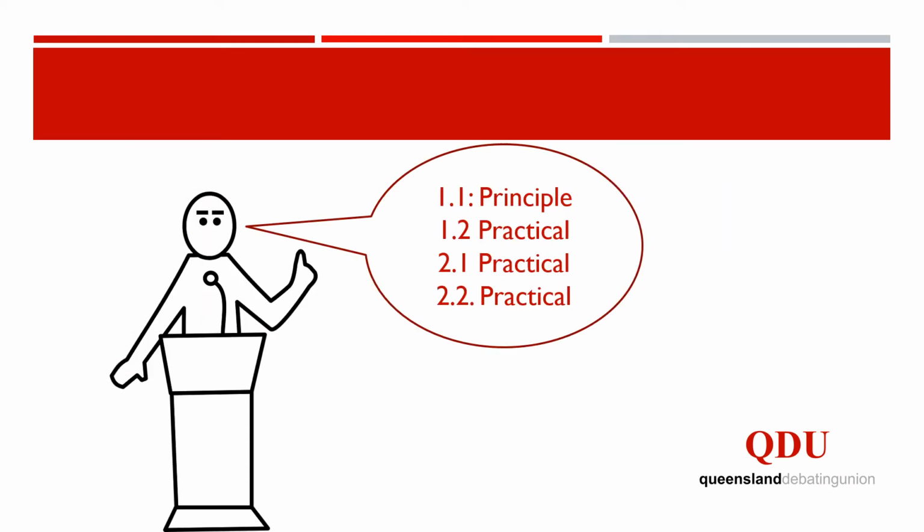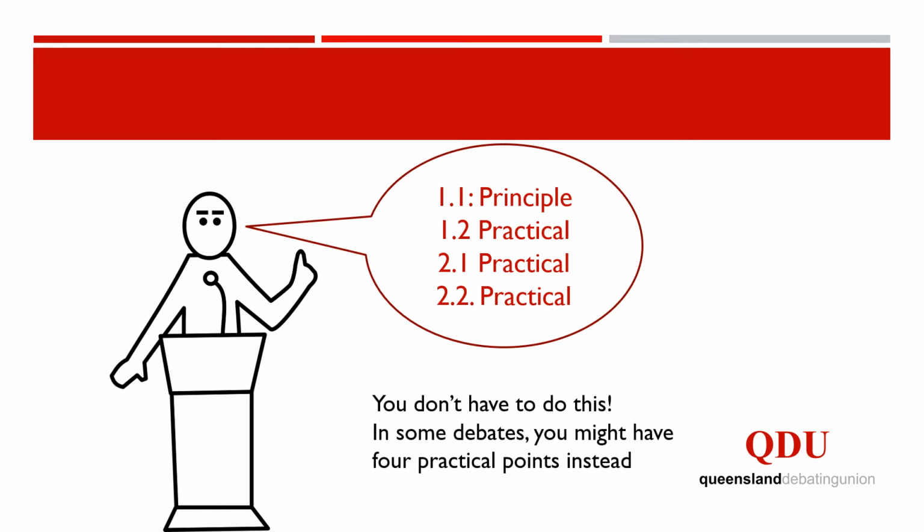A practical argument focuses on outcomes, whereas a principled argument focuses on morals and competing priorities. In debating, the first speaker will often have a principled argument as their 1.1 to help frame the debate, and the rest of the points will be practical. However, there is no strict rule regarding how many practical or principal points belong in a debate.